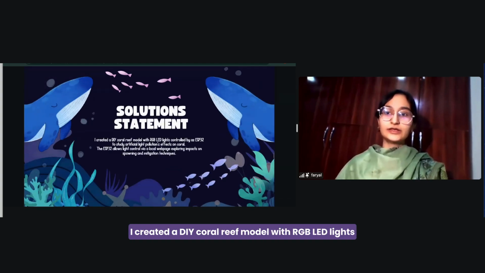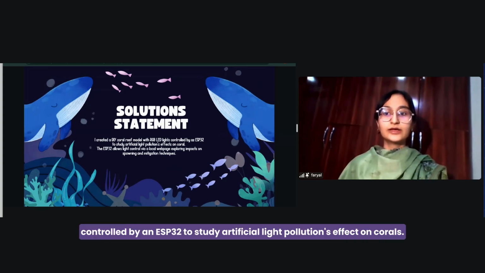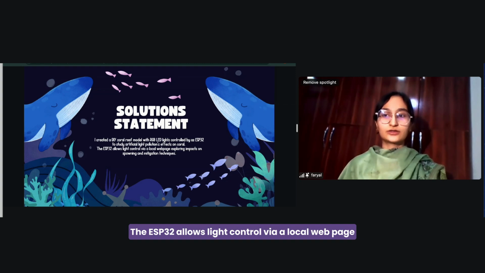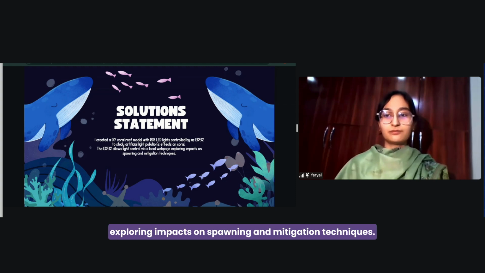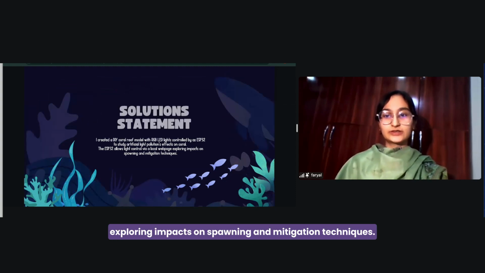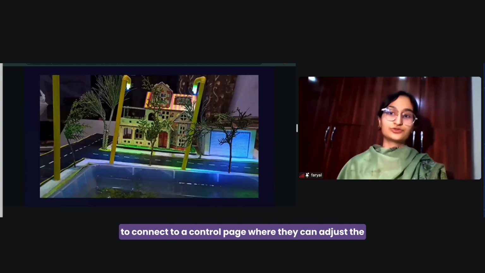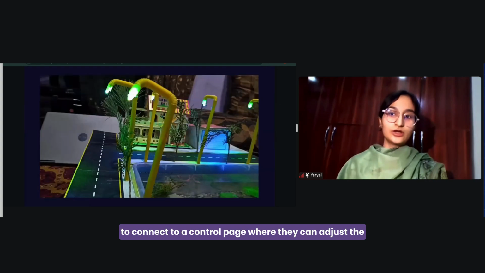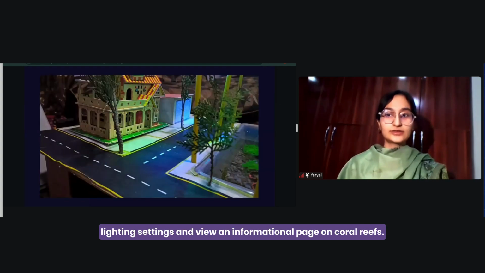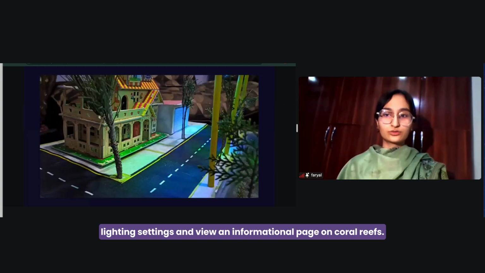I created a DIY coral reef model with RGB LED lights controlled by an ESP32 to study artificial light pollution's effect on corals. The ESP32 allows light control via a local web page, exploring impacts on spawning and mitigation techniques. The ESP32 creates a local access point allowing users to connect to a control page, where they can adjust the lighting settings and view an informational page on coral reefs.